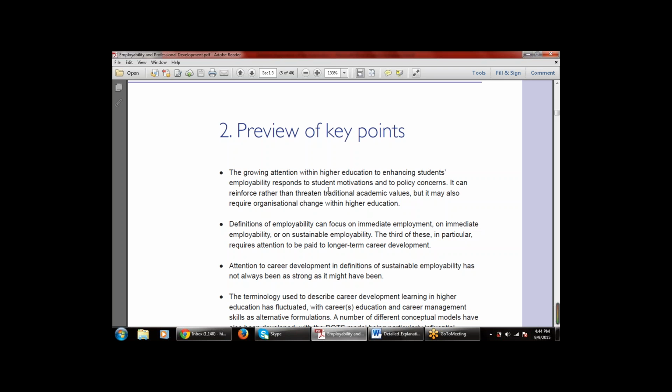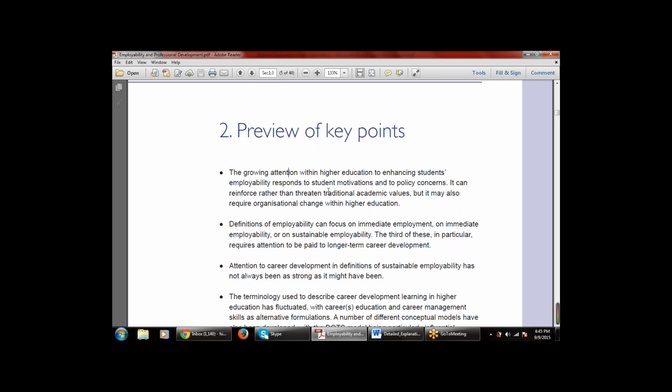The second of these, sustainable employability, in particular requires attention. That requires attention to be paid to longer-term career development, that is, how to develop the career over the long term. Next, the third point is attention to career development in the definition of sustainable employability. Increased attention is given to career development in that definition, though it has not always been as strong as it might have been.